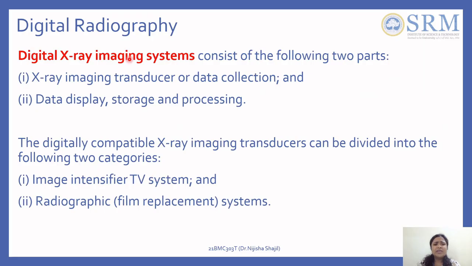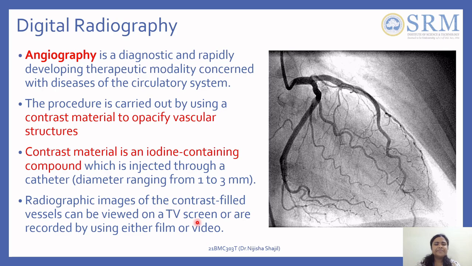In the case of a digital X-ray imaging system, we need two parts. The actual imaging, correct? You have the transducer and the data collection, all that. And the second part, where you're digitizing it and displaying it. So the digitally compatible X-ray imaging transducers, you can divide into two categories. How do you digitize this? With the help of an image intensified TV system or with the help of radiographic systems. So let us see one by one.